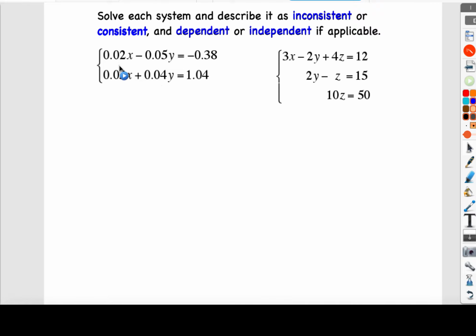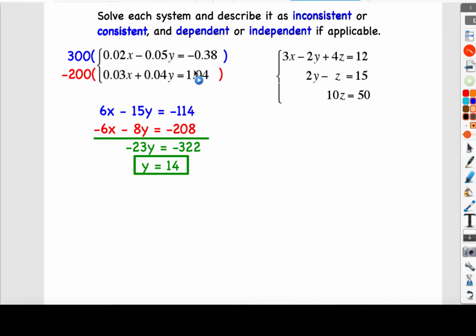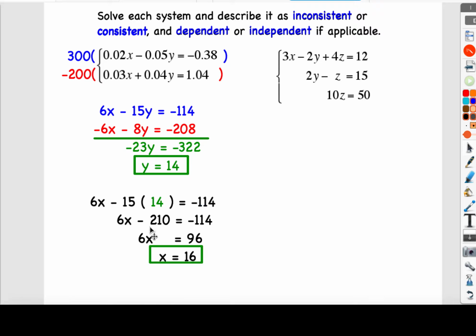Now, you'll notice these numbers aren't opposites. But if I adjust my numbers, right, if I multiply my top equation by 300 and my bottom equation by negative 200, all three parts on both sides of the equal sign, perfectly legal, then you'll get 6x minus 6x, and we'll quickly be able to solve for y. Again, you should be familiar with the method of elimination if you're watching this video here. Then we'll take our y, we'll plug it back into another equation, and again, we'll go get our x value.